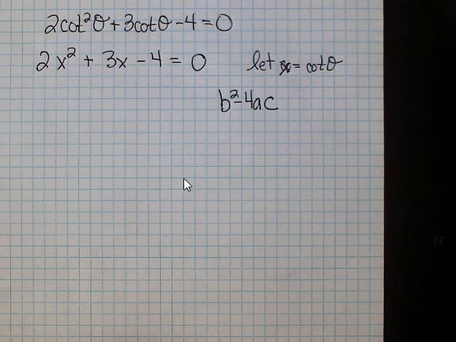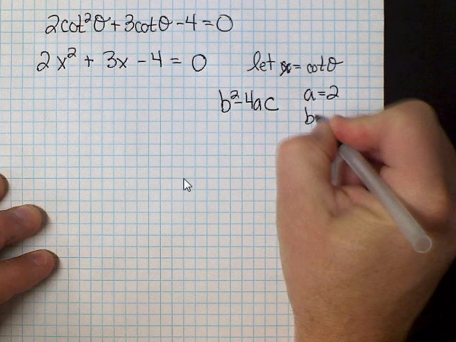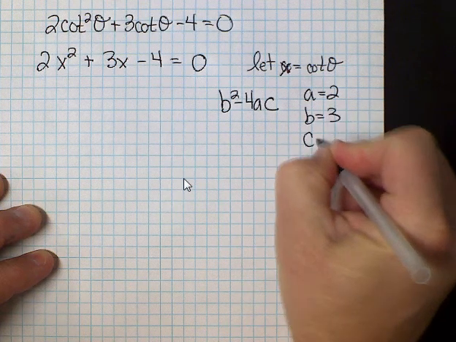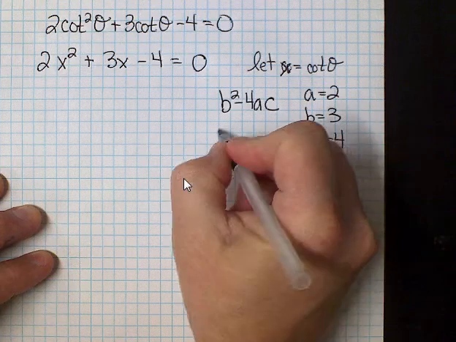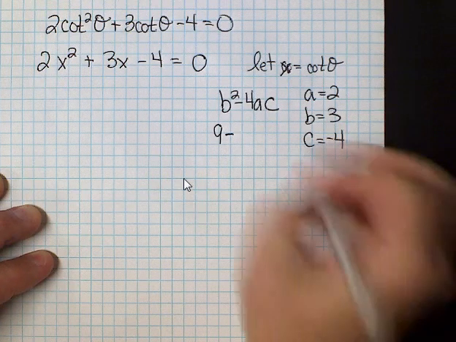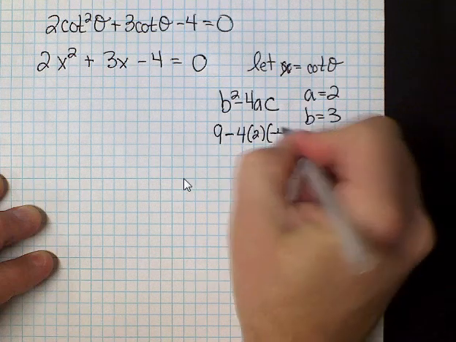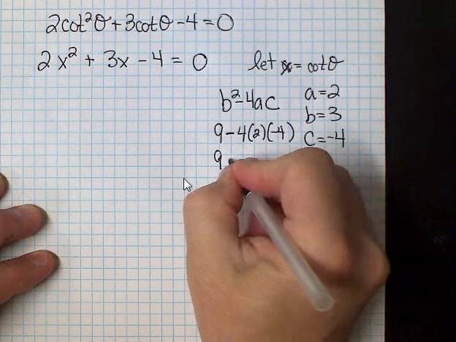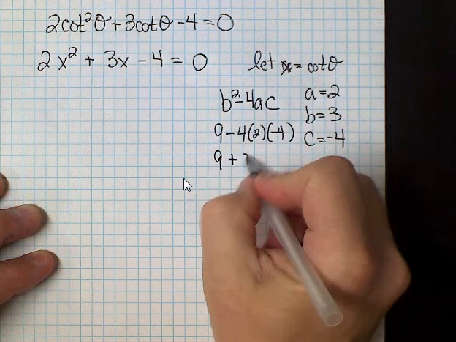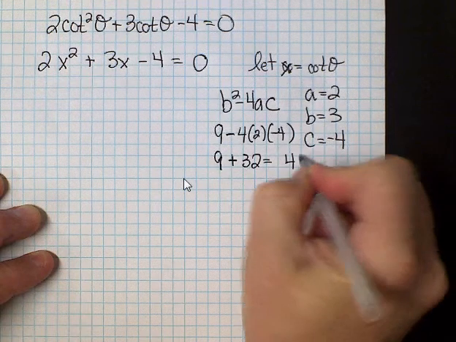All right, so let's go ahead. I know my A in this case is 2, my B is 3, and my C is negative 4. From that, I'm going to plug it in. I got my 3 squared, which is 9. Then 4 times my A, which is 2, times my C, which is negative 4. You see we have the two negatives together. That's a positive. That's 16, that'll be 32, giving me 41.